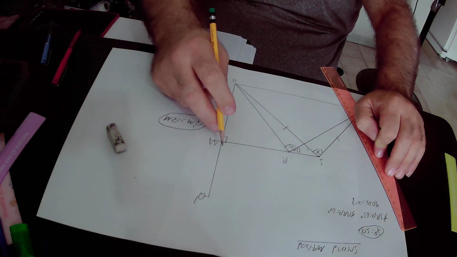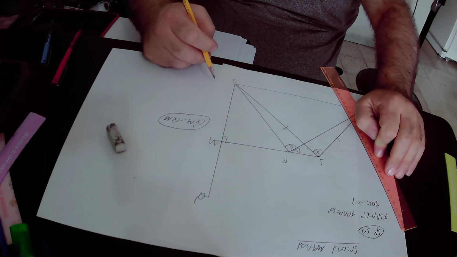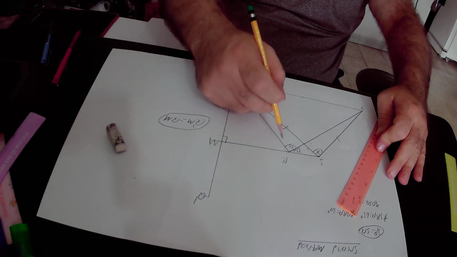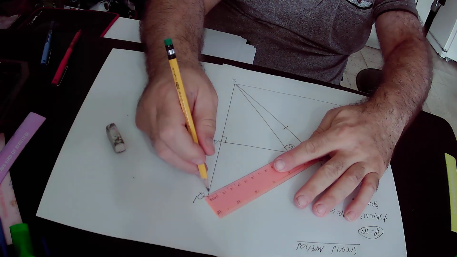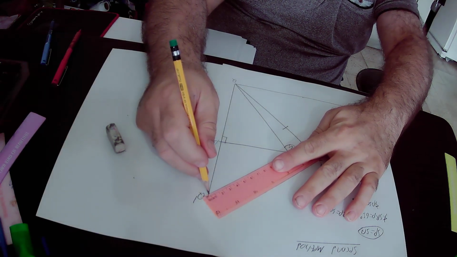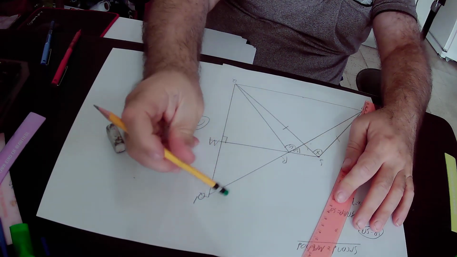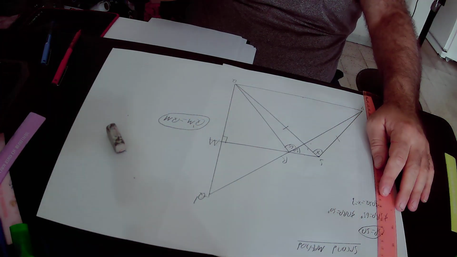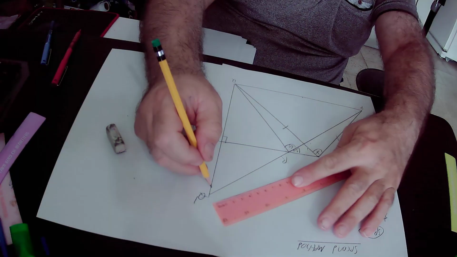We extended QM until Q dash M equals to QM. And in the next step, we will join together points R and Q dash by a straight line. And then we will join together points S and Q dash by a straight line.